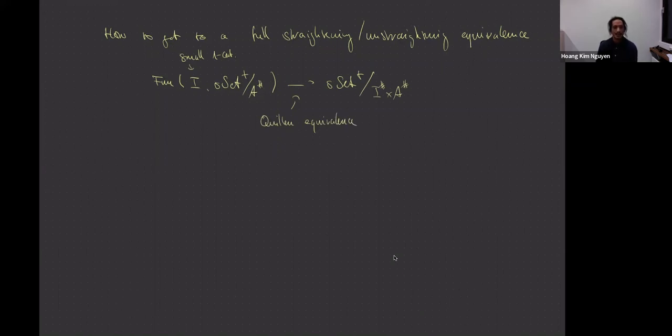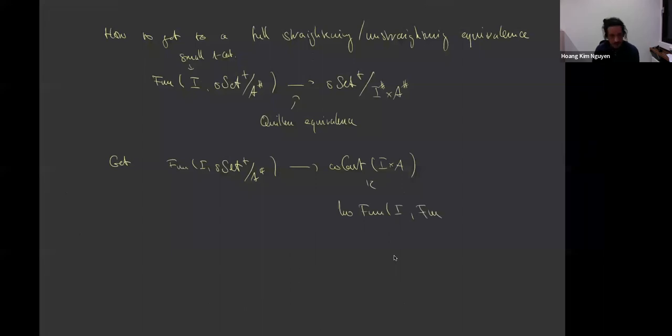And so then, taking homotopy categories, we get a map to the homotopy category, right? And here we already know that this is equivalent to the homotopy category of functors from I to functors from A to Q. And this is a localization in the one-categorical sense.